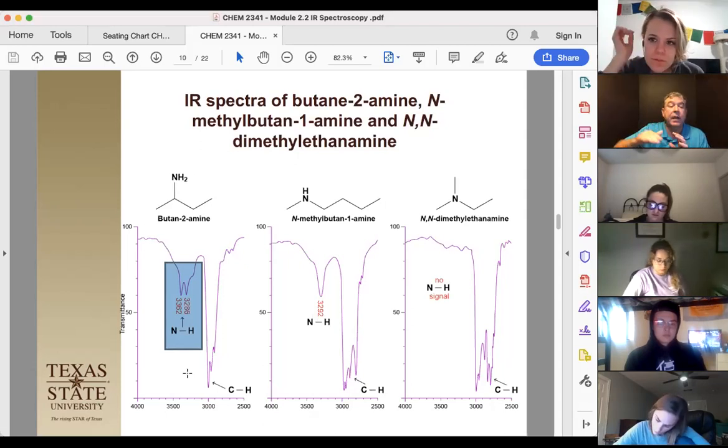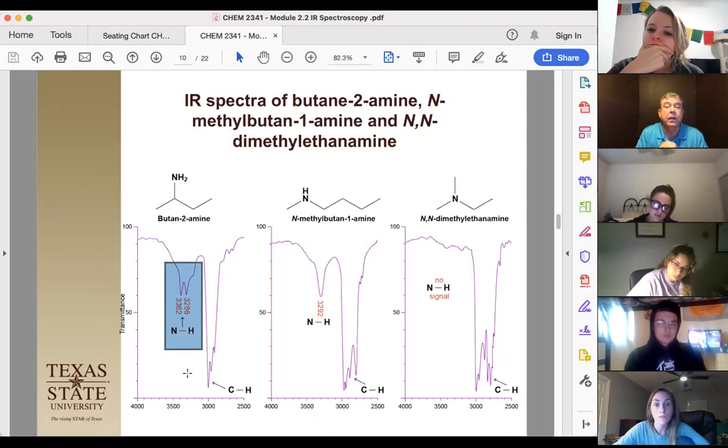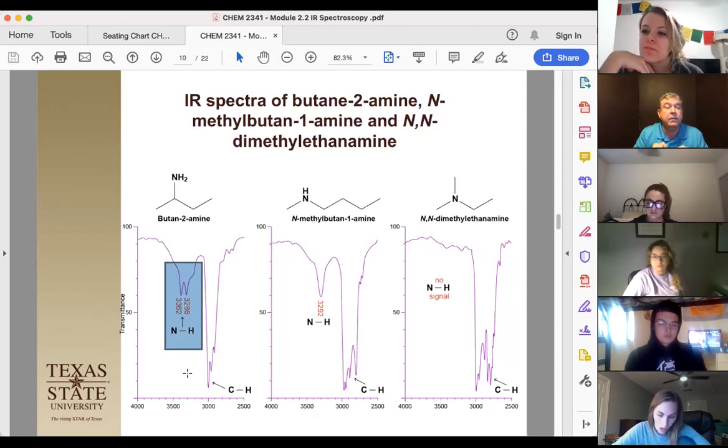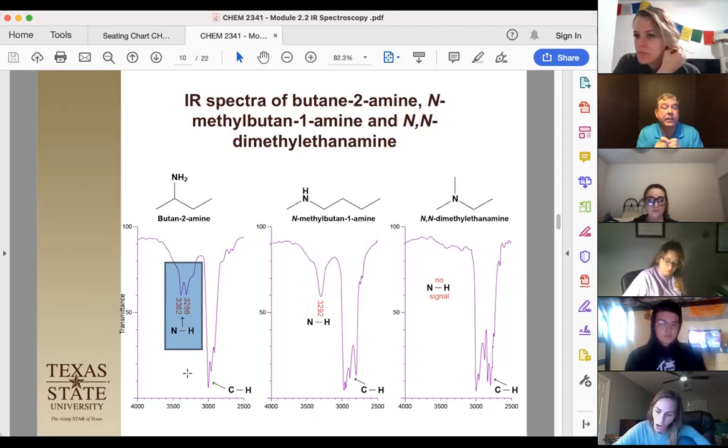Alcohols will only ever have a single broad peak. They will never have these fine peaks that you see here. So notice that peak shape is different than an alcohol peak. The alcohol peak is going to be very broad. The amine peak is going to have that sharper peak, but in that same region.